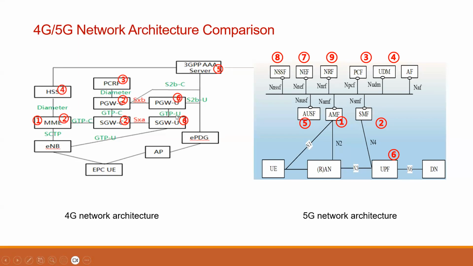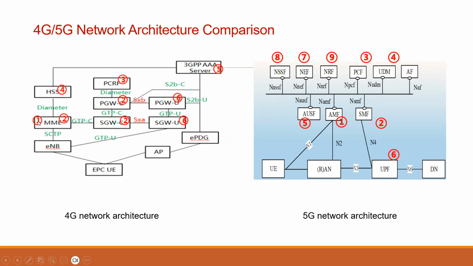Similarly, the PCRF functionality is now in PCF. Your HSS functionality is in your UDM. Your 3GPP AAA server, which we used to perform authentication, is your AUSF. And your user plane function, which used to be managed by SGWU and PGWU, is now composed into one network element, UPF. So as you can see, there were so many NEs which had multiple responsibilities.